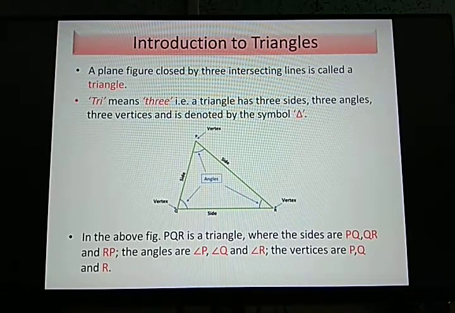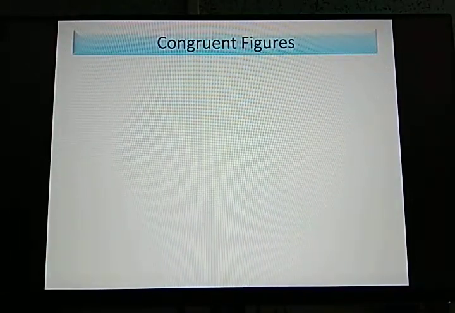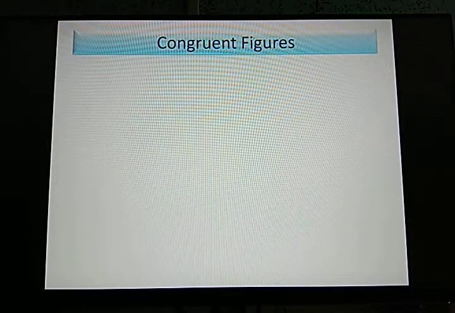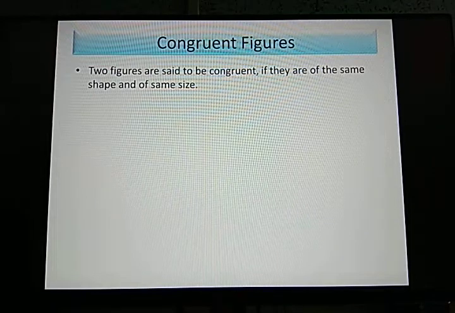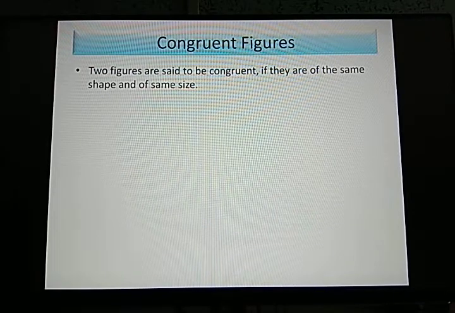Now let's move on to our next topic, that is called congruent figures. So now the concept of congruency comes, and here in this chapter we are going to discuss the congruency of the triangles. So let us first of all know what are actually congruent figures. So two figures are said to be congruent if they are of the same shape and of the same size. So say if you have any two figures, any two closed figures actually, and if they have the same shape and same size, then they are said to be congruent.